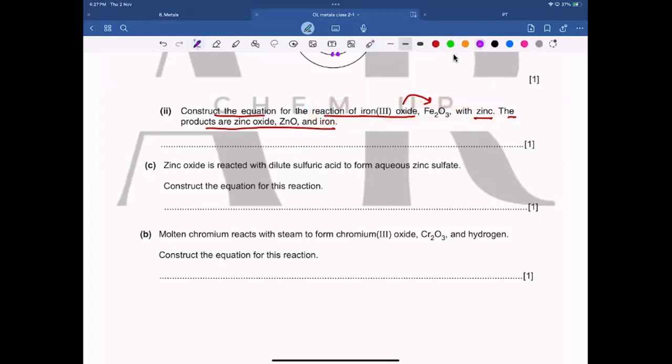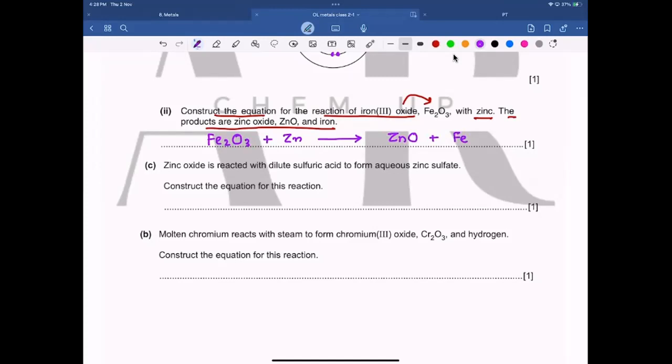So when I'm going to make the chemical equation, I'm going to put these two on the left side of the equation like this. Is this clear? Yes. Okay. Now, the products are zinc oxide, ZnO, and iron. So they have given you the products as well. So on the right side of the equation, you have to mention zinc oxide and iron. Is this clear? Yes. Okay.